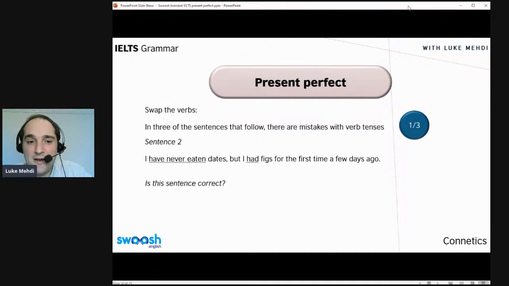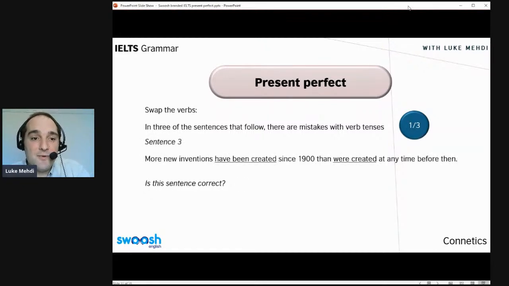Oh, Lena says no. This sentence is actually correct. So, I've never eaten dates. The state of eating dates, that started in the past. It started when you were born, and never, the state of not eating dates continues to now. I had figs for the first time a few days ago. We've got a time given and we know that it's finished.